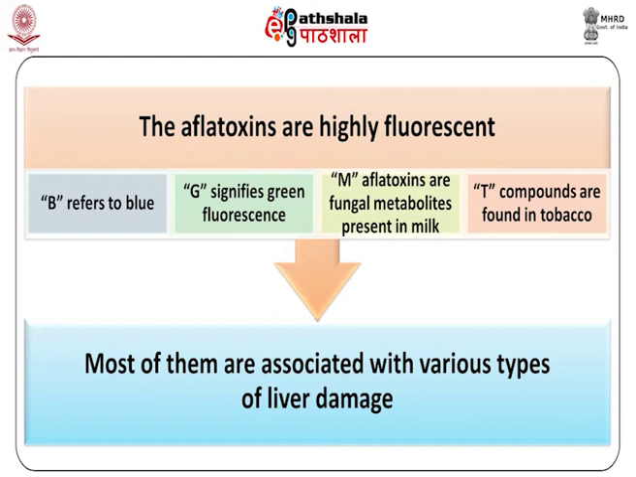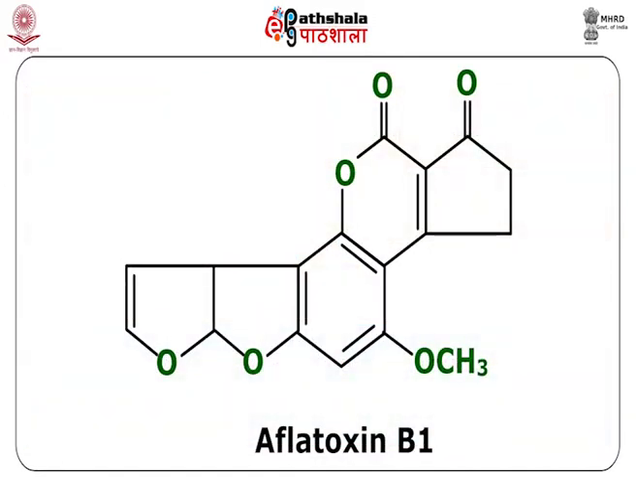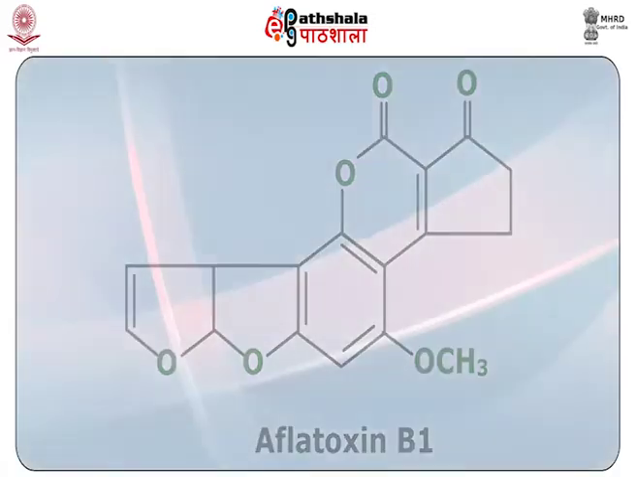The aflatoxins are highly fluorescent. The B refers to blue, the G signifies green fluorescence, while the M aflatoxins are fungal metabolites present in milk, and the T compounds are found in tobacco. Most of them are associated with various types of liver damage. Aflatoxin B1 is a potent hepatotoxin and carcinogen.